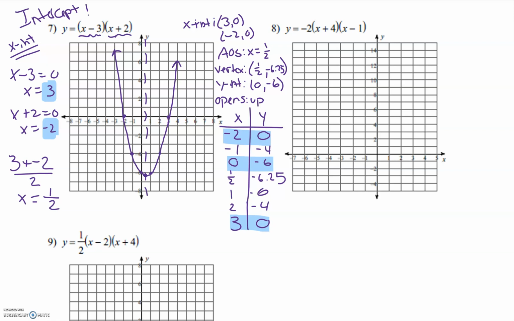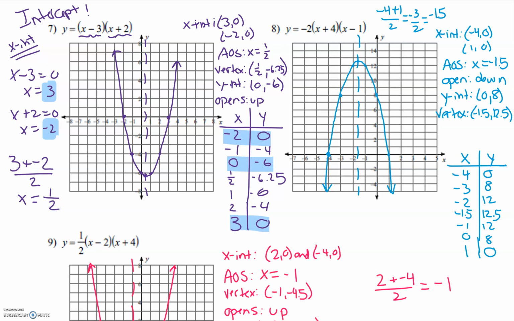If you will, go ahead and pause the video, try 8 and 9 using the same process that I went over number 7 with, and then check your answers. Alright, here are the answers to number 8. So you see all those characteristics that we were talking about on the right hand side. I've got my table, and my graph shows my x-intercepts, my y-intercept very clearly, my vertex, and my axis of symmetry. So everything is there.